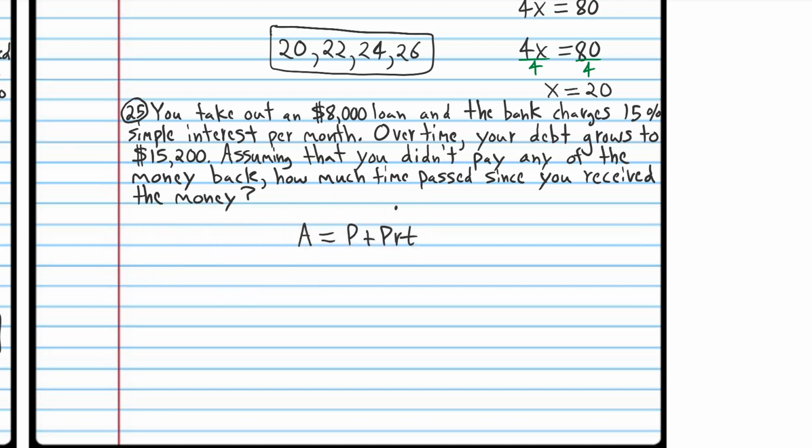I can just move this over actually. So now we know A is the amount of money after the certain amount of time. So the account grows to $15,200. We know the principal, that's the amount of money that you put in originally. We know P is 8,000. And we know that R is 15%, but R has to be in decimal form, so we have to change it to 0.15. Now again, if you forgot how to change from a percent to a decimal, you just move the decimal 2 places over.